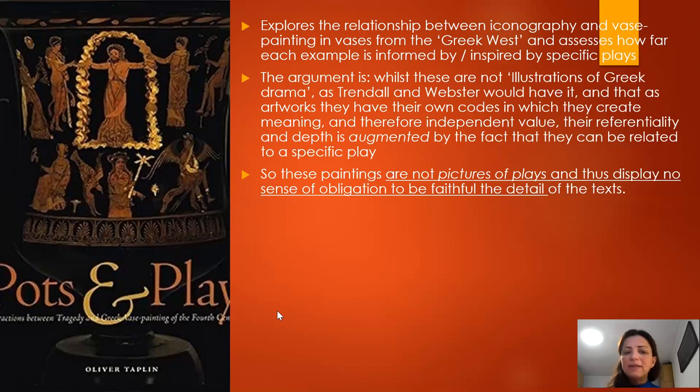Okay, so the argument in this book is that whilst these representations, these dozens of vase paintings that Oliver Taplin is exploring, are not illustrations of Greek drama per se, as Trendall and Webster would have it, as artworks themselves they have artistic value on their own accord, and they have their own codes in which they create meaning, and therefore independent value. Their referentiality and depth are augmented by the fact that they can be related to a specific play.